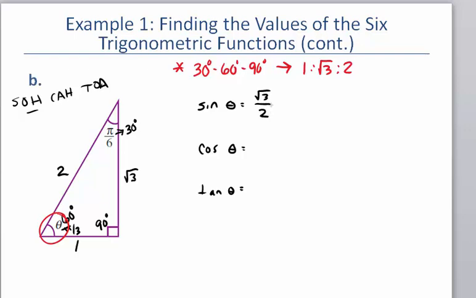All right, for cosine, we're going to do adjacent over hypotenuse. So adjacent will be 1. Hypotenuse will be 2. And tangent is going to be opposite over adjacent. And we know square root of 3 over 1 is going to simply reduce to square root of 3.